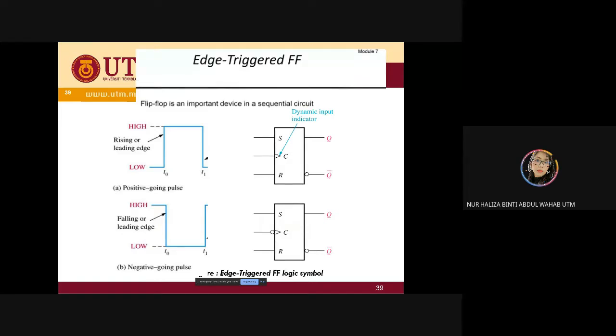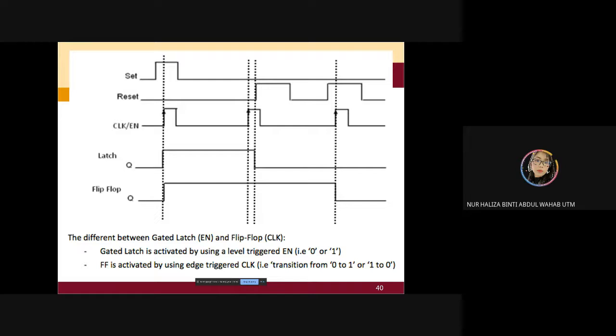Slightly different with the latch, you're going to have clock. This is positive, this is negative. And then you're going to compare, tomorrow I'm going to show you how you're going to compare with latch and flip-flop. Although you can see here, your input is similar, totally similar, but your output is totally different if it is latch and also flip-flop.